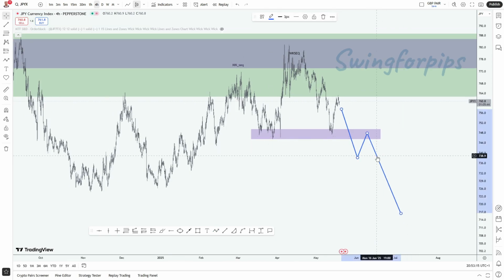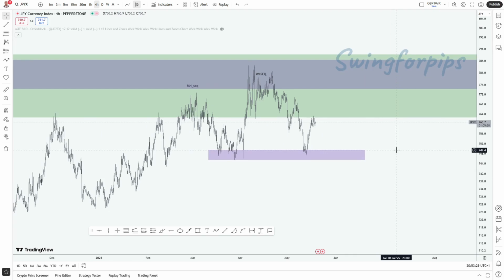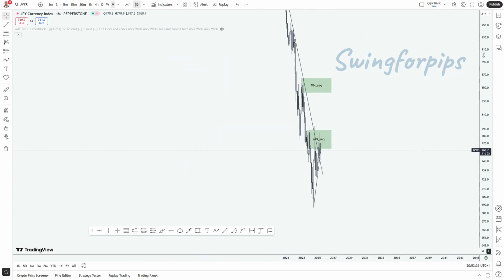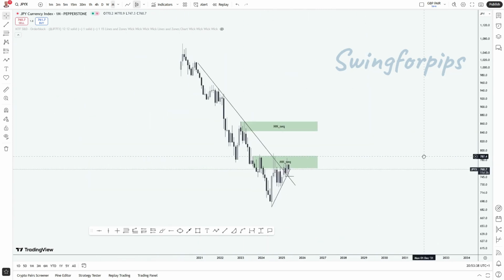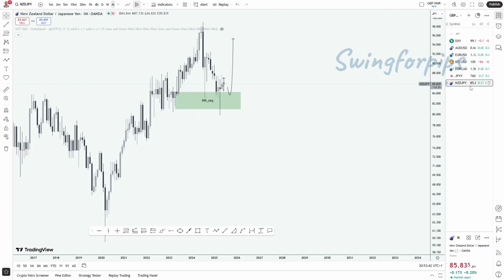Of course, we don't actually place trades on the yen index itself. What we do is pick an associated pair that corresponds with the JPY, that's the yen index, and then trade accordingly. So the pair we're actually looking at is the NZD USD to trade the yen basket. This is our most preferred currency pair.